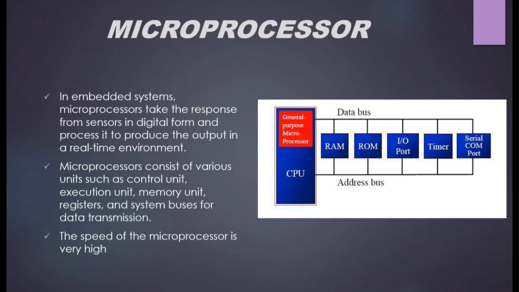Microprocessor consists of the various units such as control unit, execution unit, memory unit, and the registers and system buses for the data transmission. In the next slide, I would explain about the microcontroller.